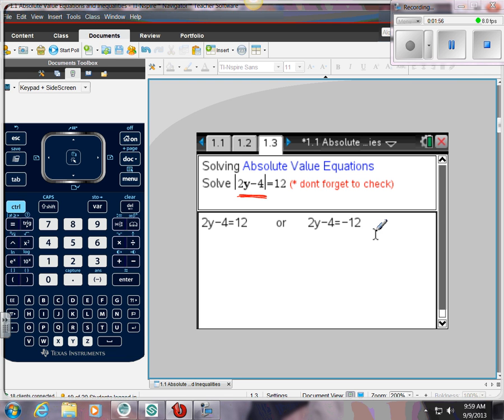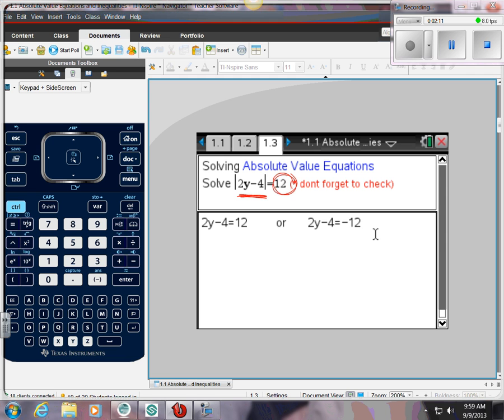Do you ever change anything inside the brackets? Are you sure? Be positive. All right. Never change anything inside there. It's only what it's equal to. Do you make positive and negative? Okay, so now we have to go through and we have to solve these out.